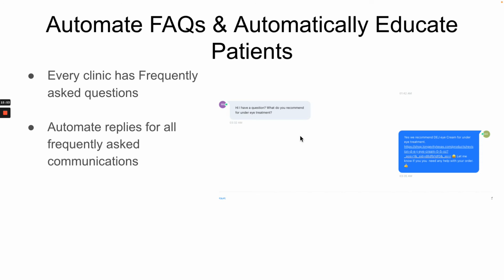So for example, here on the screen, we have this question that comes in. It says, "Hi, I have a question. What do you recommend for under eye treatment?" We have it automatically programmed in that if someone asks for under the eye treatment, they'll automatically get recommended the DEJ eye cream for under eye treatment. And here's a link for it. Let me know if you have any questions or need help with your order.